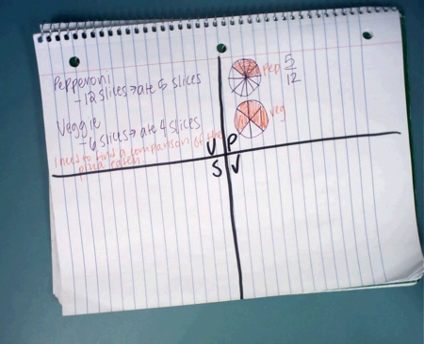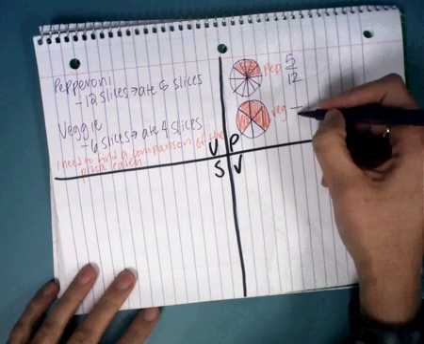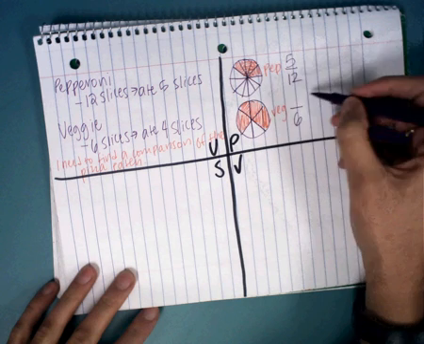So 4 slices, would that be more than half or less than half? More. So what fraction would that represent? What could I say that that fraction was? What's my denominator? How many pieces do I have altogether? 6. And then how many were eaten? 4. So my veggie was 4/6.